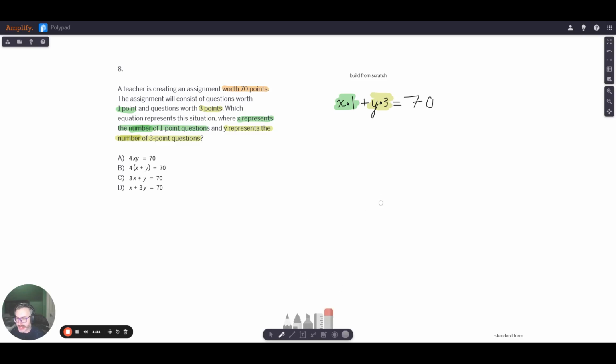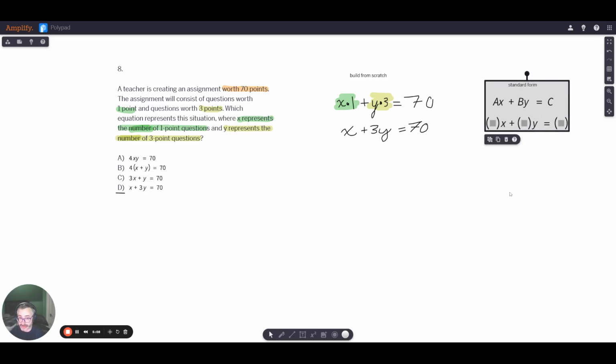Let's see if we've got something equivalent in our answer choices. 4xy equals 70? No, these are not like terms. I can't add them. Can't group them. Oh, but I do have something over here in D. X times 1, we can just write as x. Y times 3, more properly written as 3y, gives us a total of 70. So we figured it out. D is our answer.